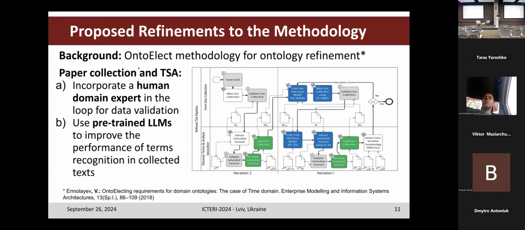Another kind of background that we used was the Ontolect methodology for ontology refinement, but that would be more for the future part of the research. As for the refinements for the methodology, you can see on the right of the slide the diagram of the whole pipeline, and our refinements are colored in green here. They include incorporating a human domain expert in the loop for data validation and using pre-trained LLMs to improve this problem that we had with the term recognition in the collected texts.